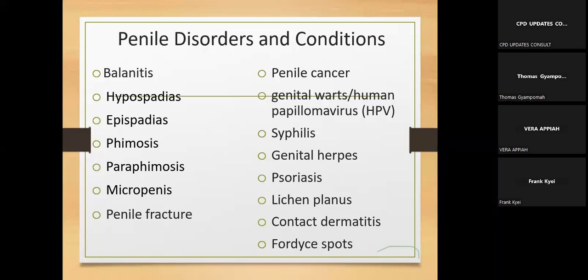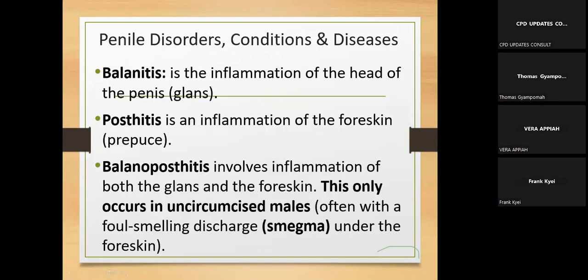So today we are going to quickly go through balanitis, hypospadias, epispadias, phimosis. These are all short definitions. Right. So balanitis is the inflammation of the head of the penis. Remember, we talked about the penis: you have the head, the shaft, and then the root. You remember these things, right? So if there's an inflammation or infection affecting the glans, that's the head, the tip, then that's called balanitis.